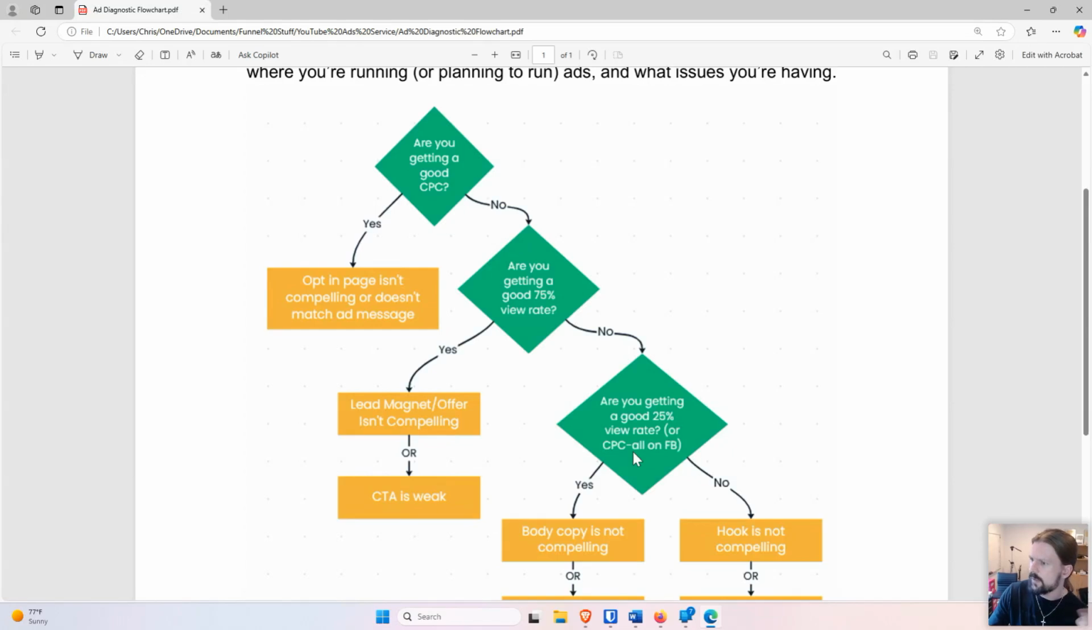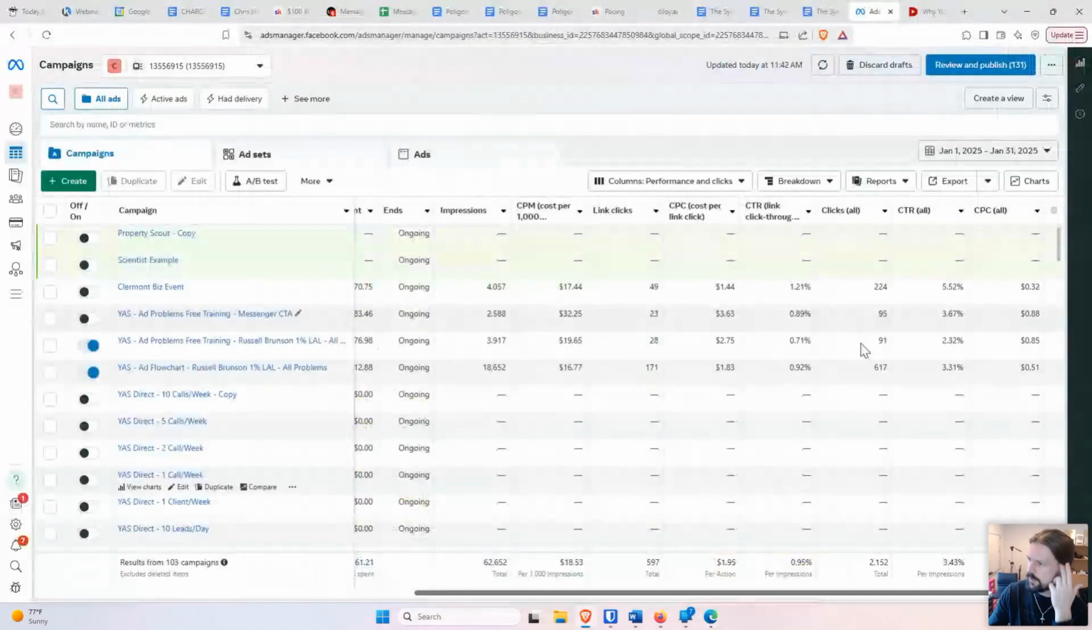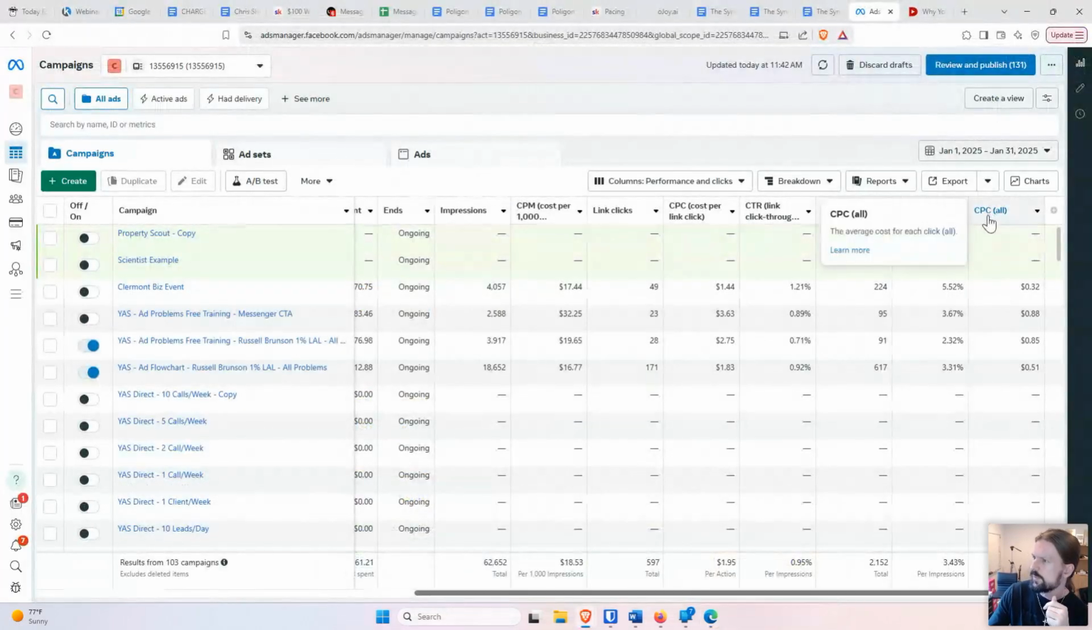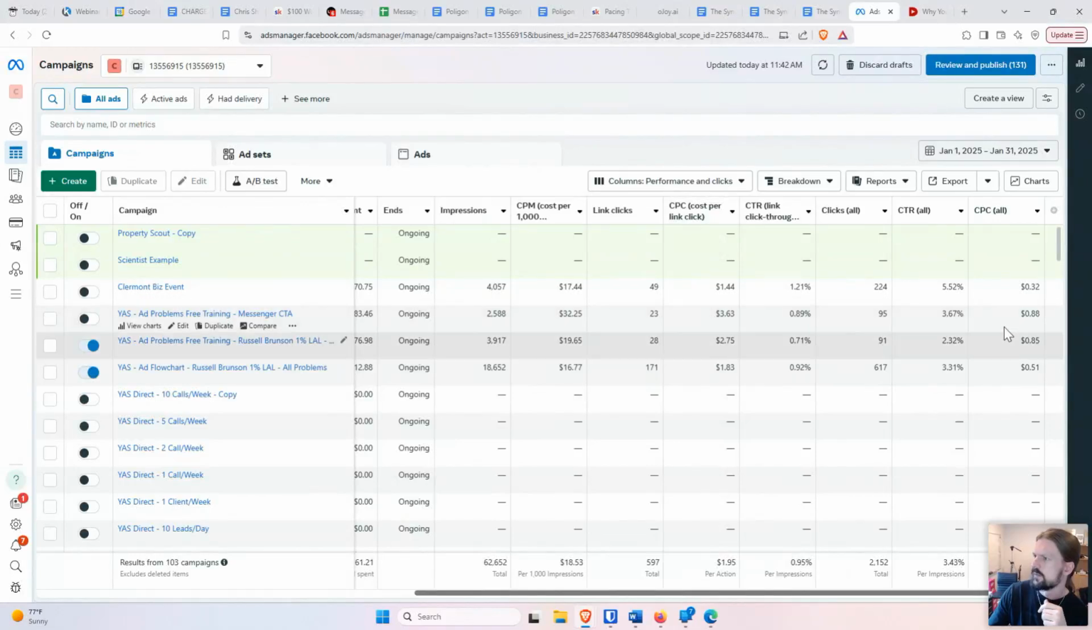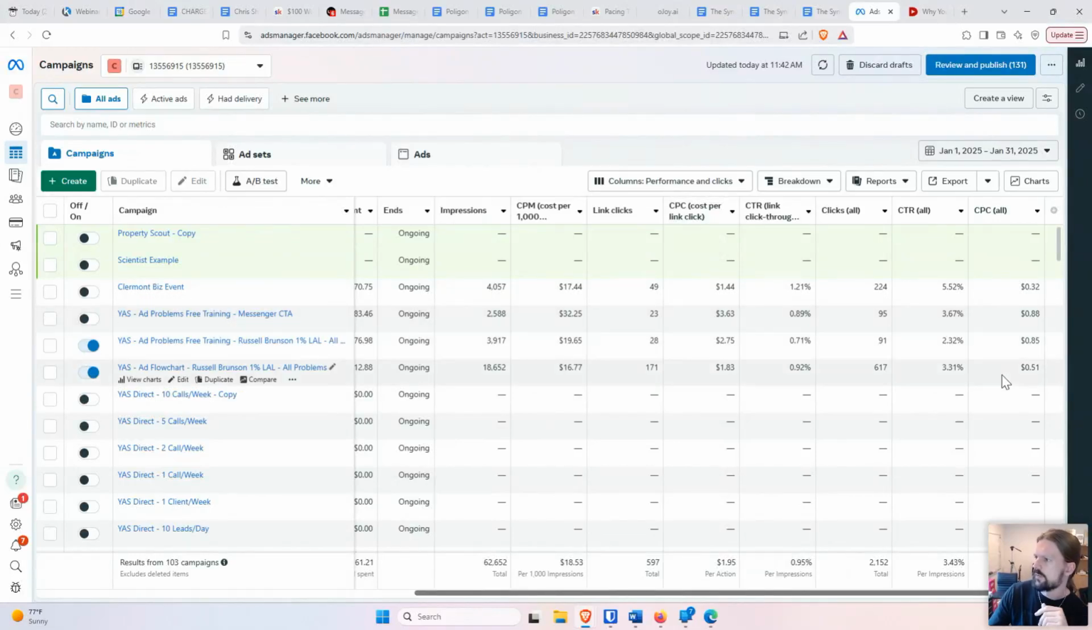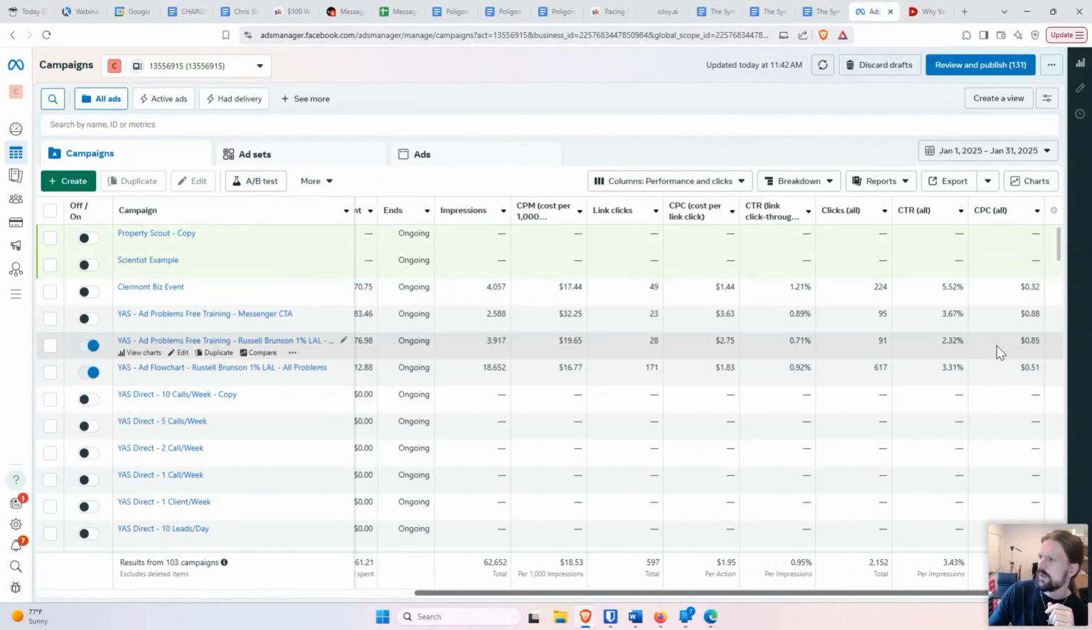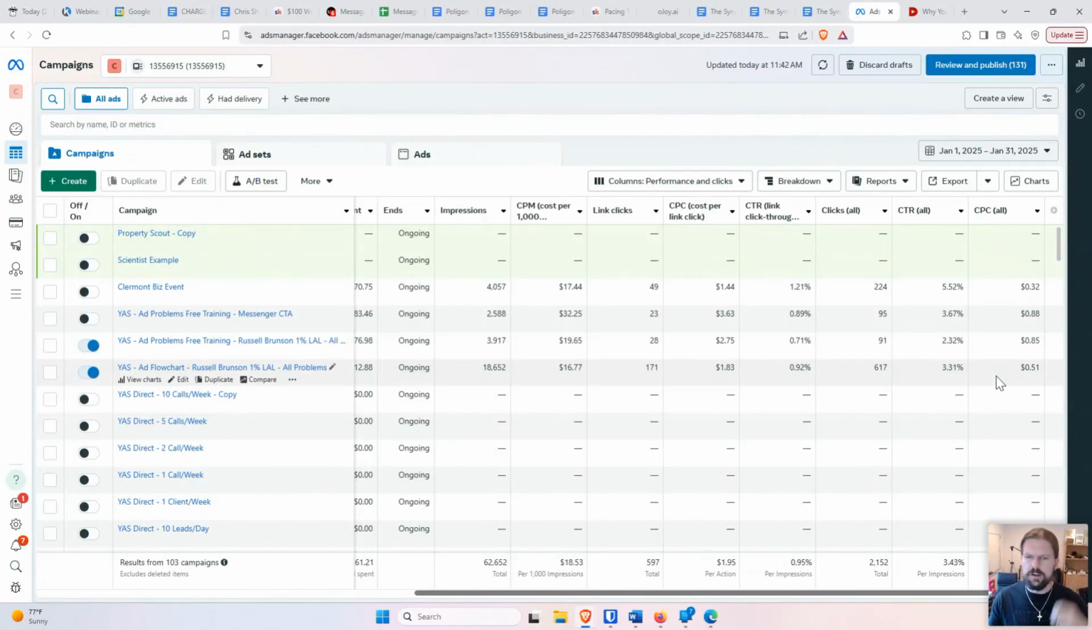So am I getting a good cost per click all on Facebook? If I go back over here, that's this CPC all, right? As opposed to CPC link click. And so here I'm getting like 85 cents, 51 cents. And if that seems high, then I'm not getting a good cost per click all. If it is not high, then I'm doing all right there.